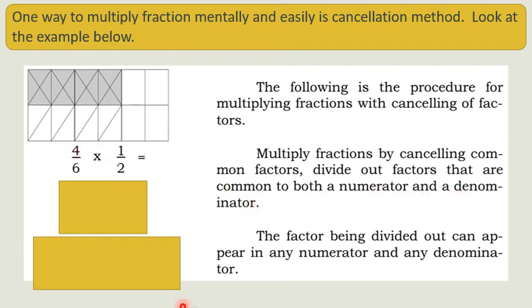So, paano po dito? So, titingnan nyo yung numerator ng isa at saka denominator ng kabila. So, kung sila ba ay may common factor. So, yung 4 and 2 po ay pwedeng i-divide sa 2. So, kapag dinivide sa 2, ito pareho. 4 divided by 2 is 2. And 2 divided by 2 is 1.